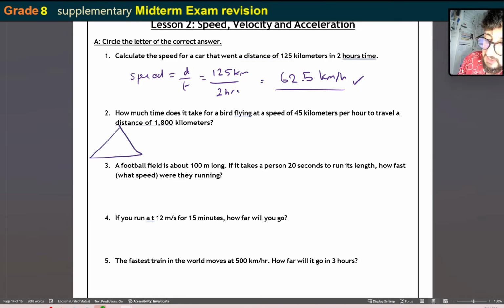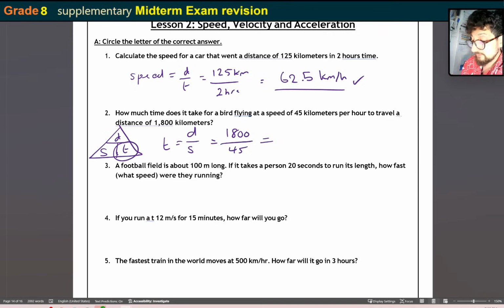So another way you can do this is through the triangle. So speed equals distance over time. I'm looking for how much time. So time is equal to distance over speed, which equals 1,800 divided by 45, which is 40. 40 hours. Don't forget the units.